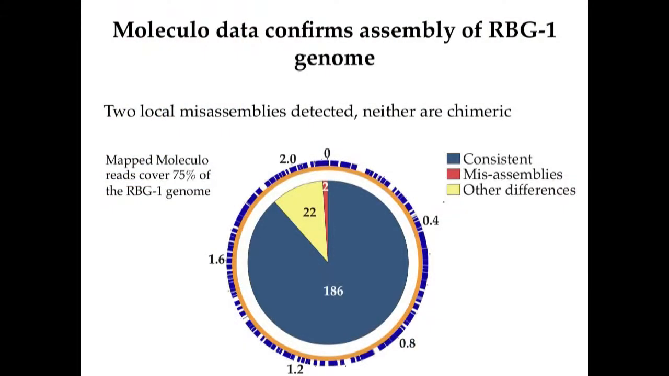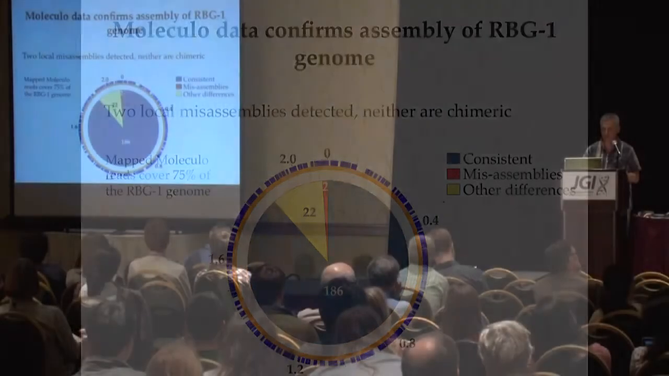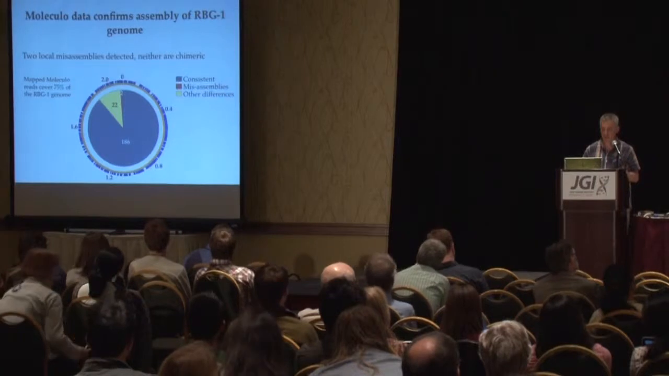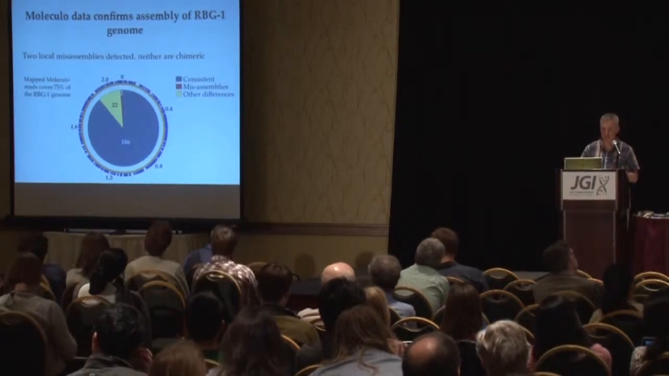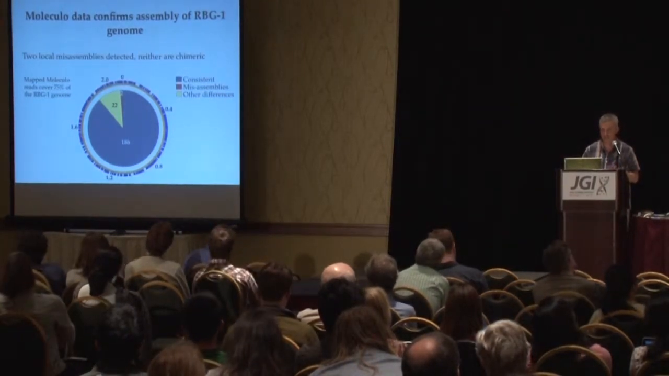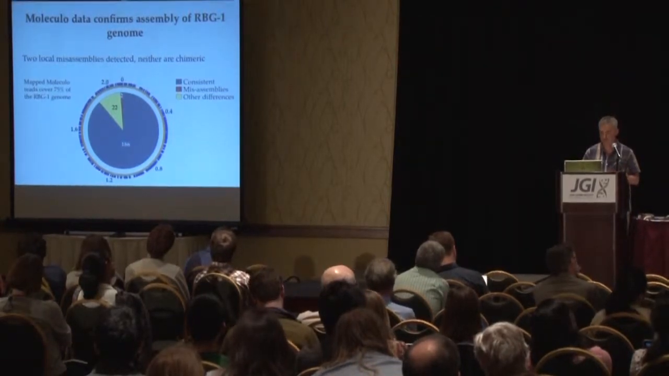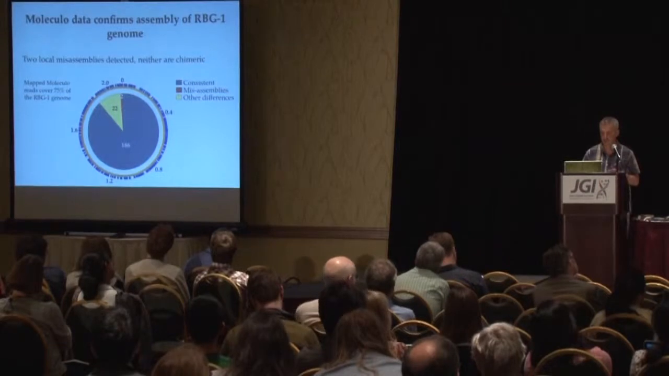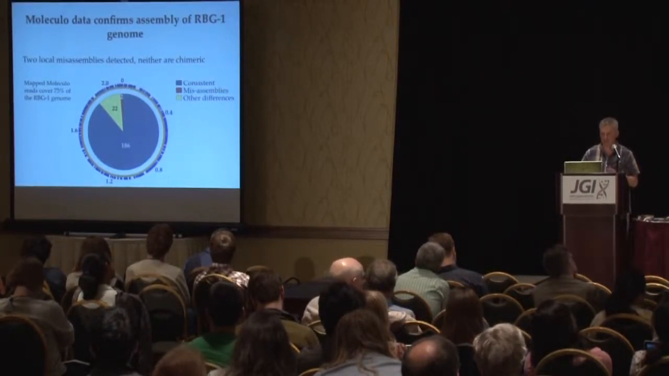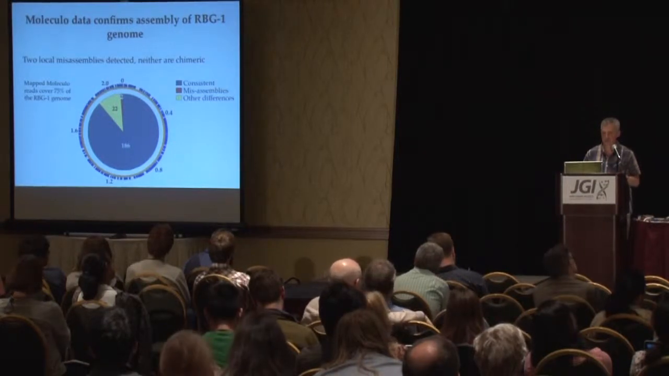One thing that we wanted to do is to confirm the assembly of the RBG1 genome. In order to do this, we identified Moleculo reads that belong to RBG1 and compared them to the assembly of the RBG1 genome. As you can see, we found 2 local misassemblies. Neither are chimeric, but the majority of the reads, like 90% of the reads, matched the assembled genome perfectly. And the remaining reads had small differences that are probably due to strain variation.